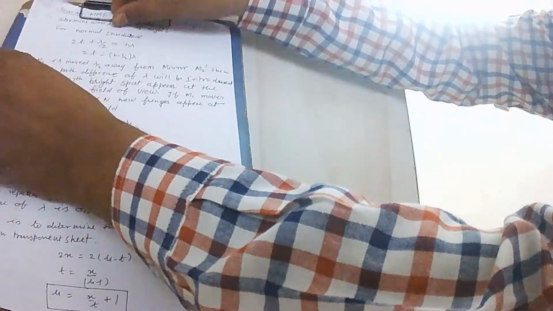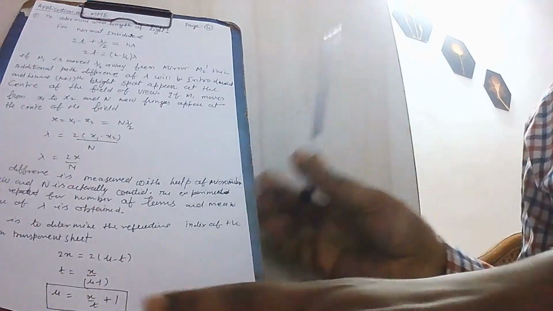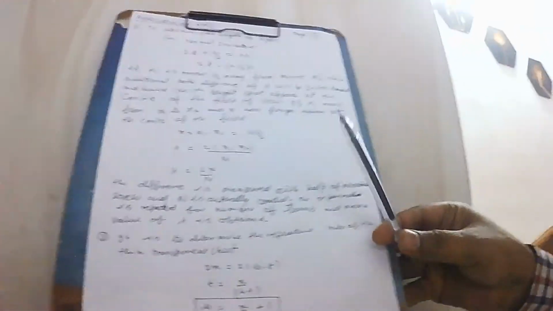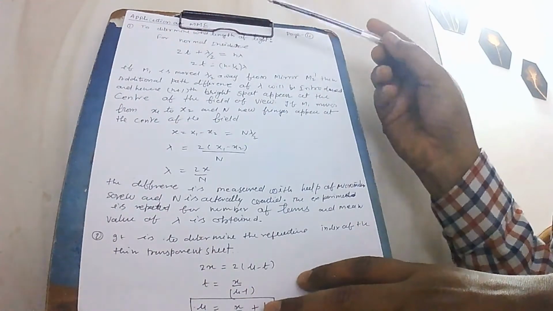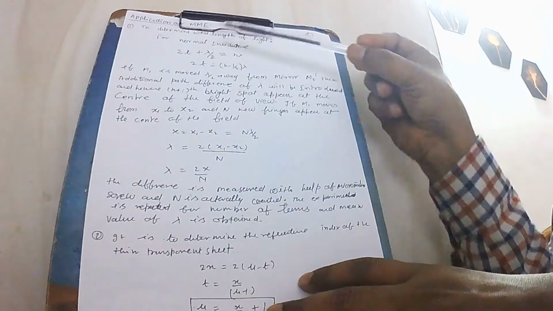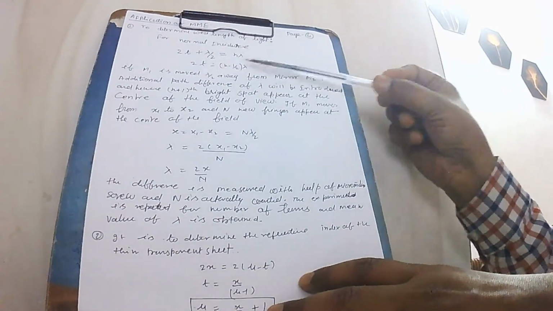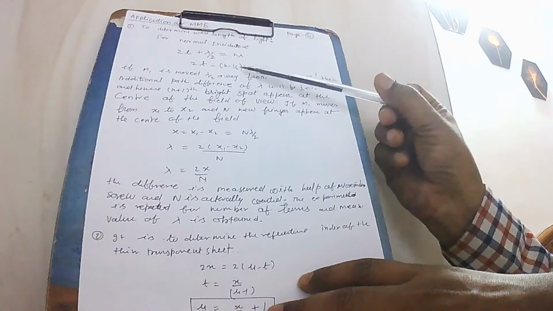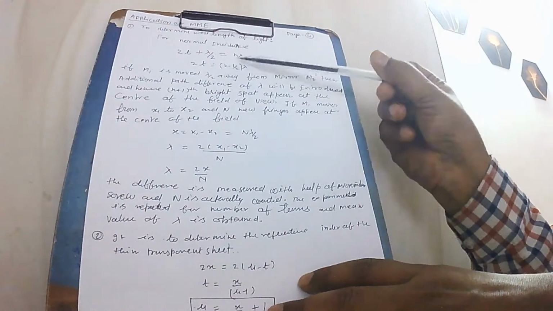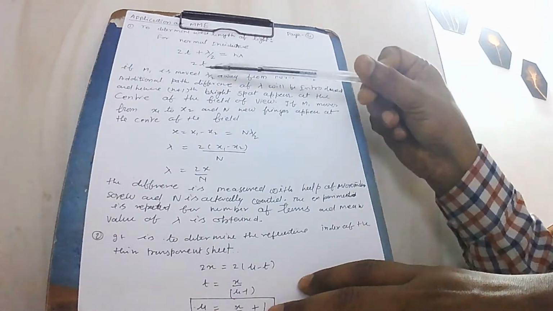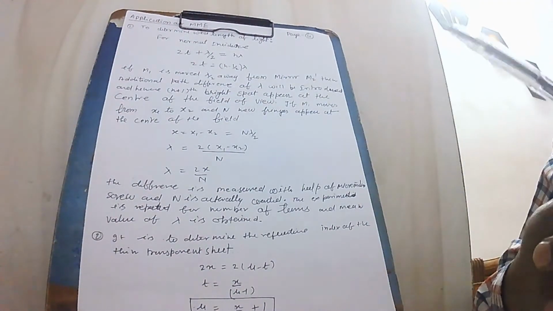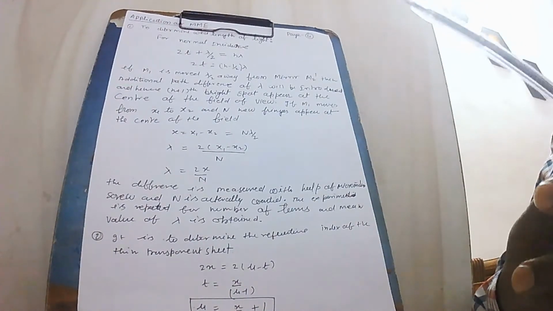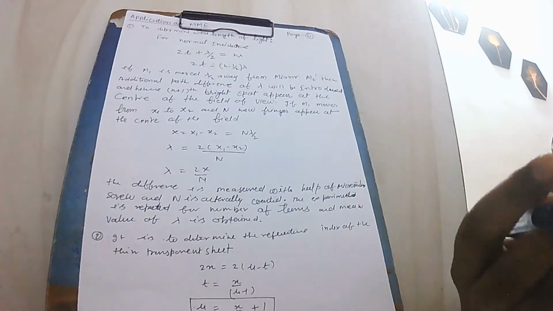Now we try to understand the applications of this Michelson interferometer experiment. It is basically used to determine the wavelength of light. As we know, for normal incidence, the path difference is 2t plus lambda by 2, so 2t is equal to (n minus half) lambda. If mirror M1 is moved away from mirror M2, an additional path difference of lambda is introduced, and hence the n plus 1 bright spot appears.